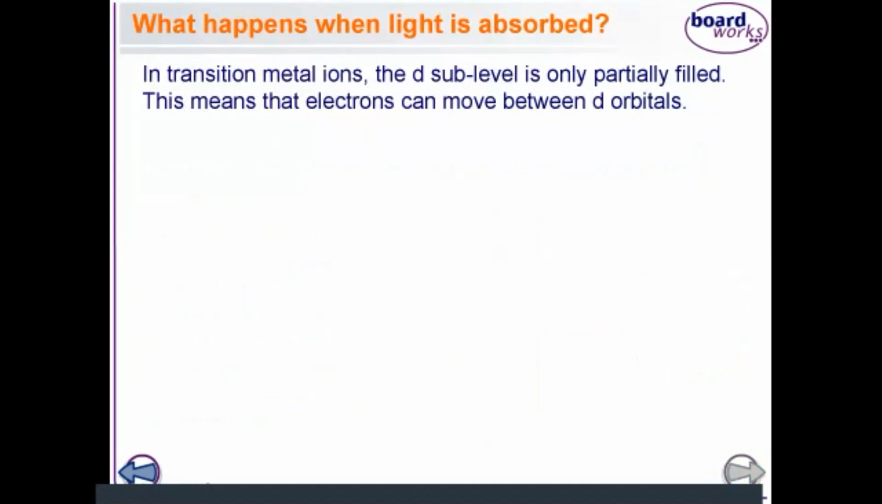Now, what happens when light is absorbed? In transition metal ions, the d sublevel is only partially filled. Now, I remember I gave this question in the CA. This means that the electrons can move between d orbitals. That's the reason why different transition metal solutions have different colors.